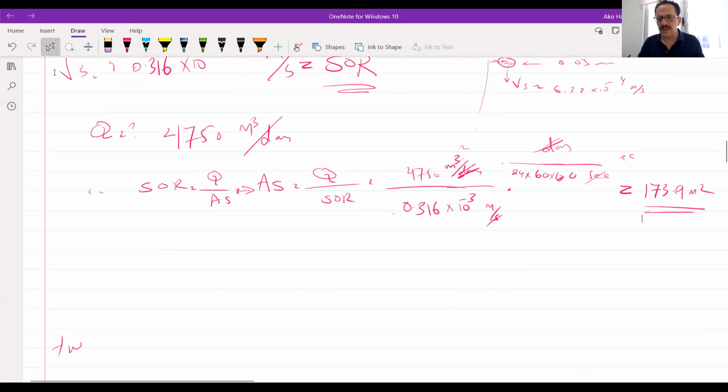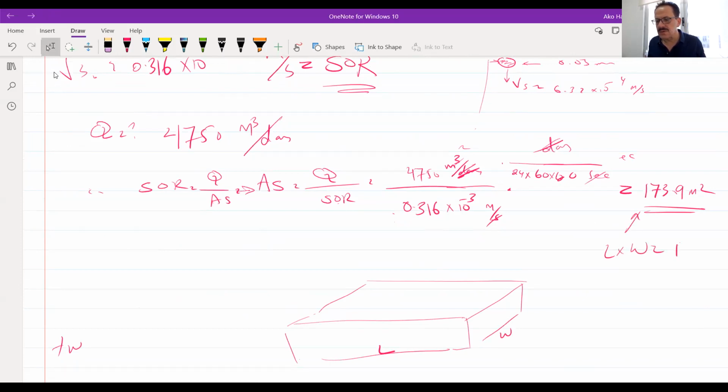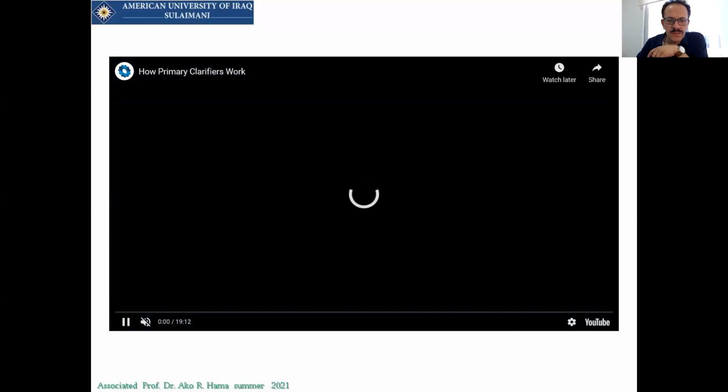Means the area of this tank, this is the surface area of this tank, which means the length times W. So the length times W is equal to 174 meters square. And in the design, we have a ratio for L to W. You can see.